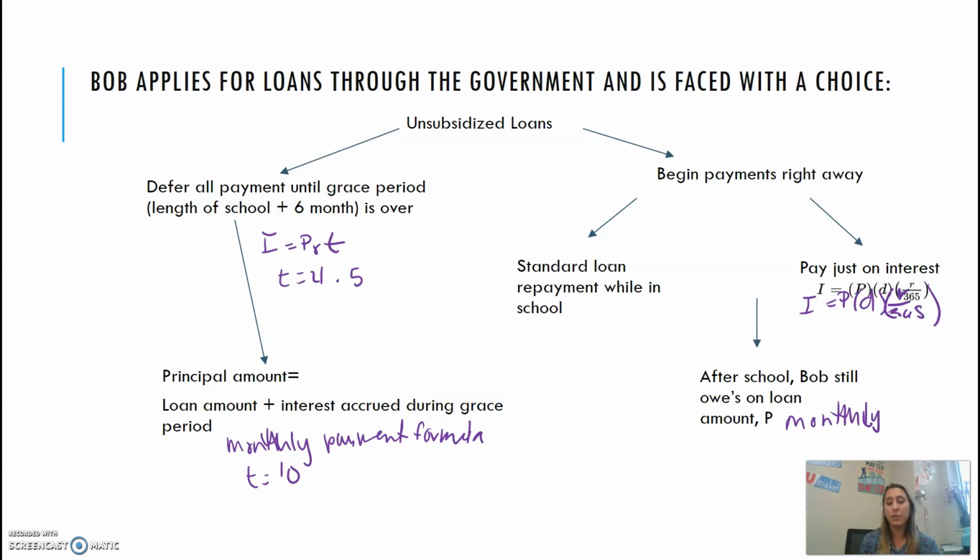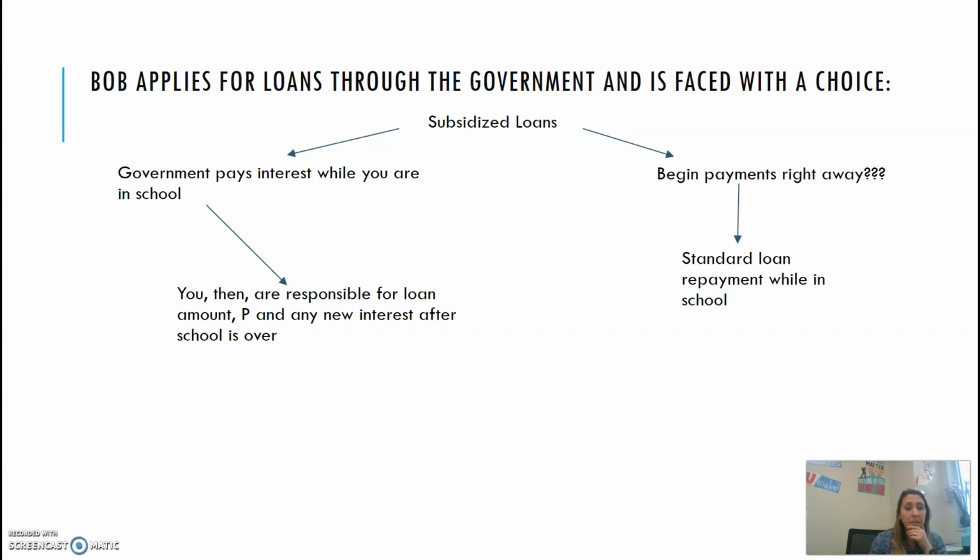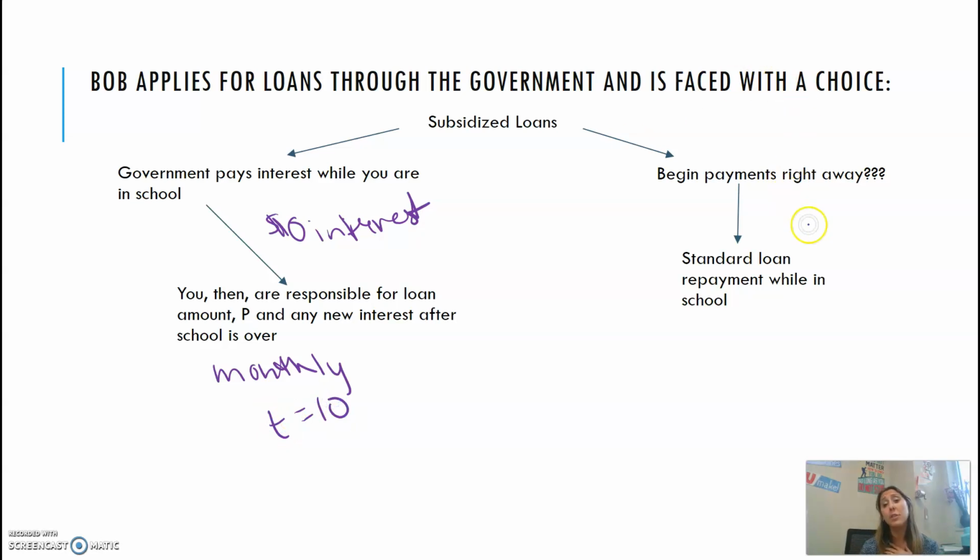All right, so if you're doing subsidized loans, then the government pays the interest while you're in school. So you pay $0 in interest while in school. Okay? Then you're going to use that monthly payment formula. I'm just going to write monthly payment formula. You're going to use that monthly payment formula right here, and that'll be, again, for your 10 years. You also can start making payments right away.